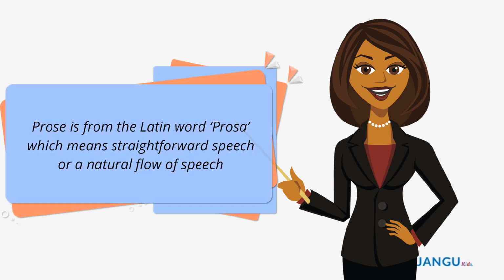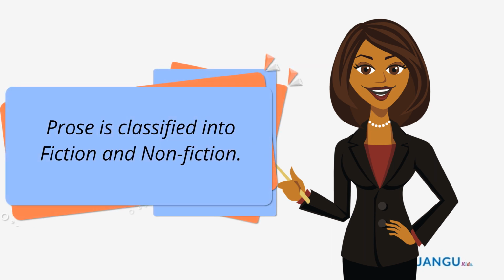Prose comes from the Latin word prosa, which means straightforward speech or natural flow of speech. Prose is written in ordinary form without metrical structure. It is also written in full grammatical sentences, which then form paragraphs. Prose is classified into fiction and non-fiction. Fiction is a type of prose that describes imaginary people and events, not real ones, while non-fiction, on the other hand, is about real people and events.